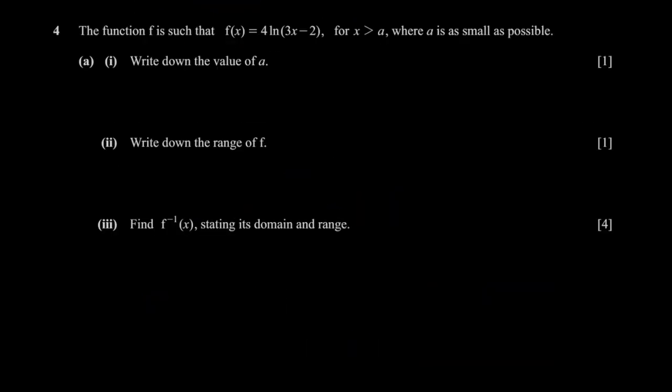Okay, so question 4, the function f is such that f of x is 4 ln(3x minus 2) for x is greater than a, where a is as small as possible. Write down the value of a.